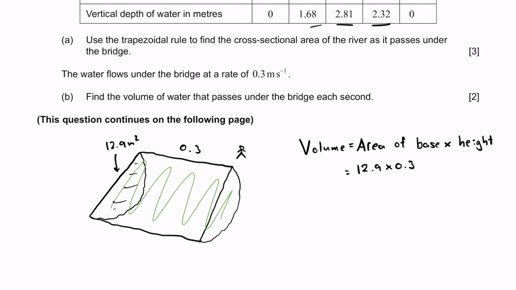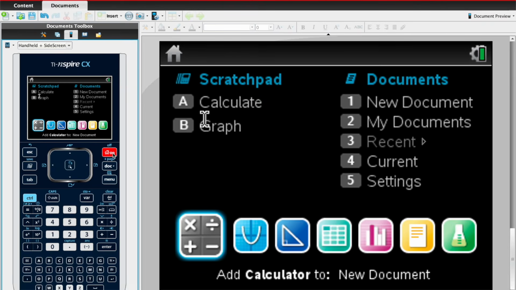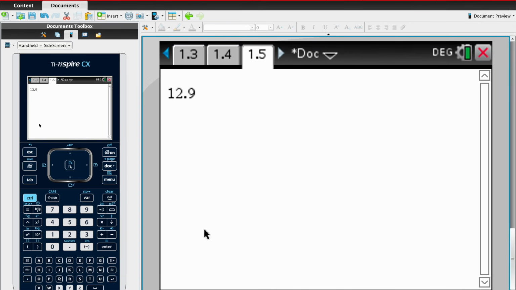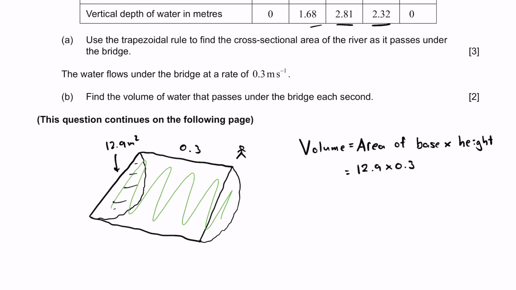All right, let's go to the calculator and work that out. So here we go, 12.9 times 0.3. And this is going to give us 3.87, and then our units would be cubic, so cubic meters. So 3.87 cubic meters of water flows past this given point every second.